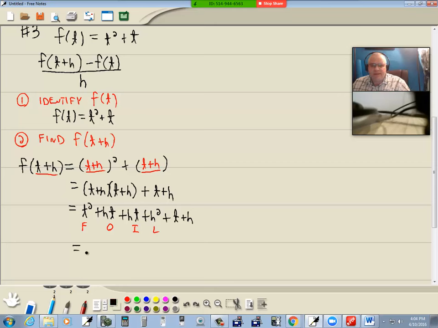Now let's combine together like terms. Like terms where you have the same variable to the same power. So ht plus ht is 2ht plus h squared plus t plus h.